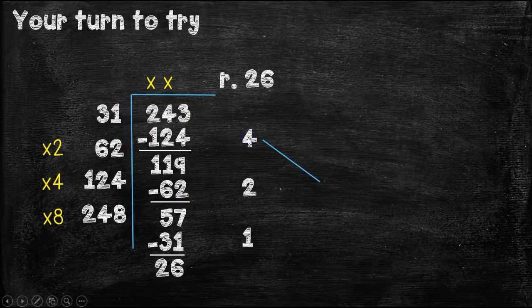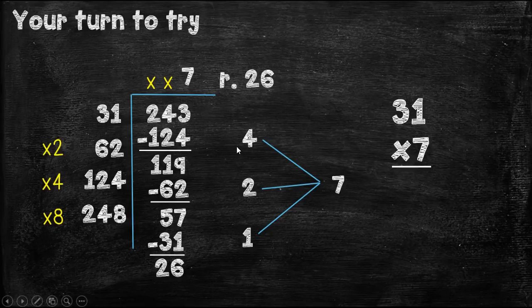Now we need to add the 4, the 2, and the 1 so we can find out what the whole number is in our answer. 4 plus 2 is 6. 6 plus 1 is 7. So our answer is 7, remainder 26.